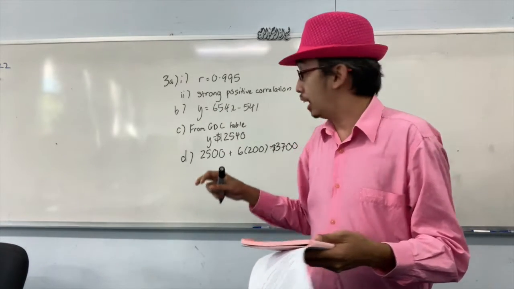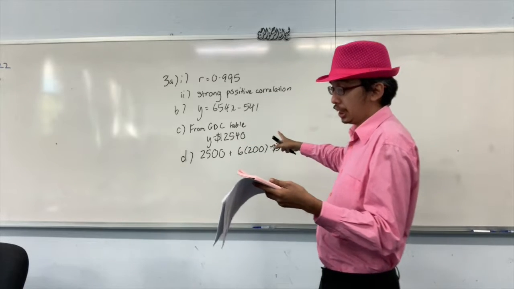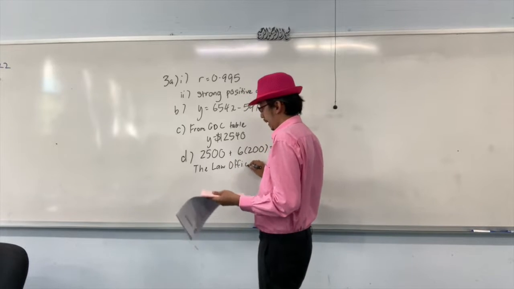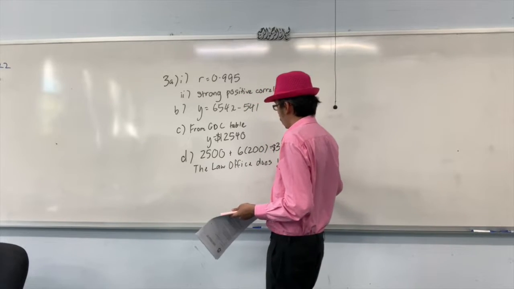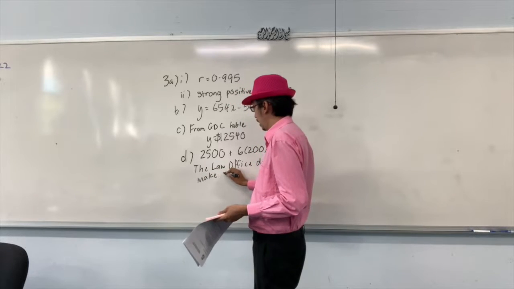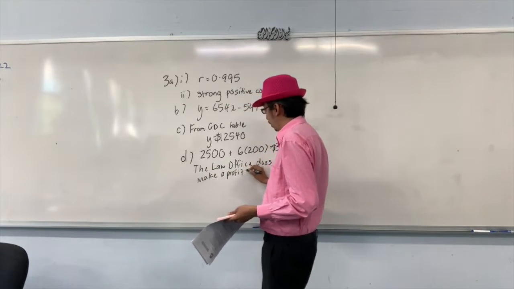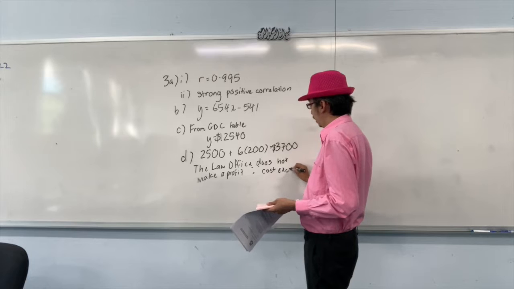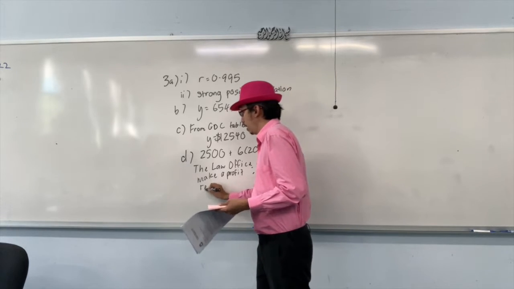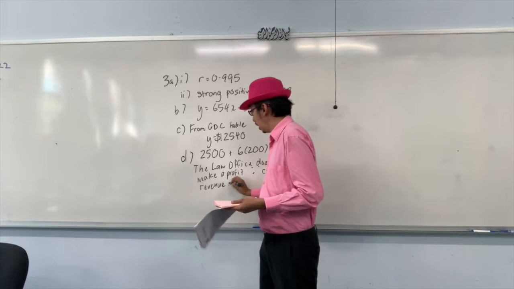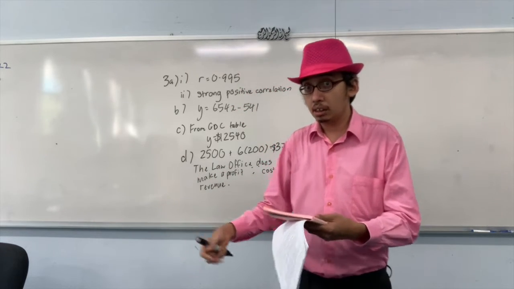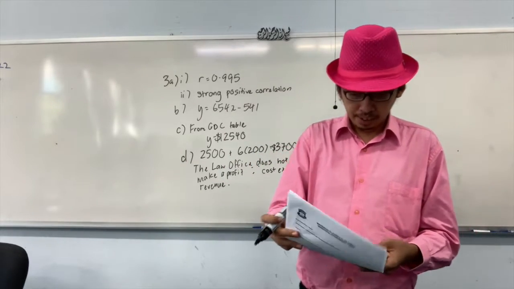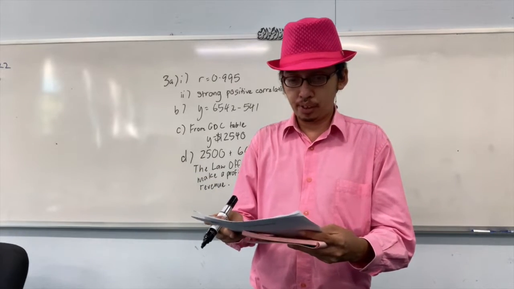Since the cost is more, we say that the law office does not make a profit. Do include your reason. The reason is that cost exceeds revenue. Revenue means the money that you earn, and cost means the money that you fork out. If the money that you fork out exceeds the money that you earn, you don't make a profit.